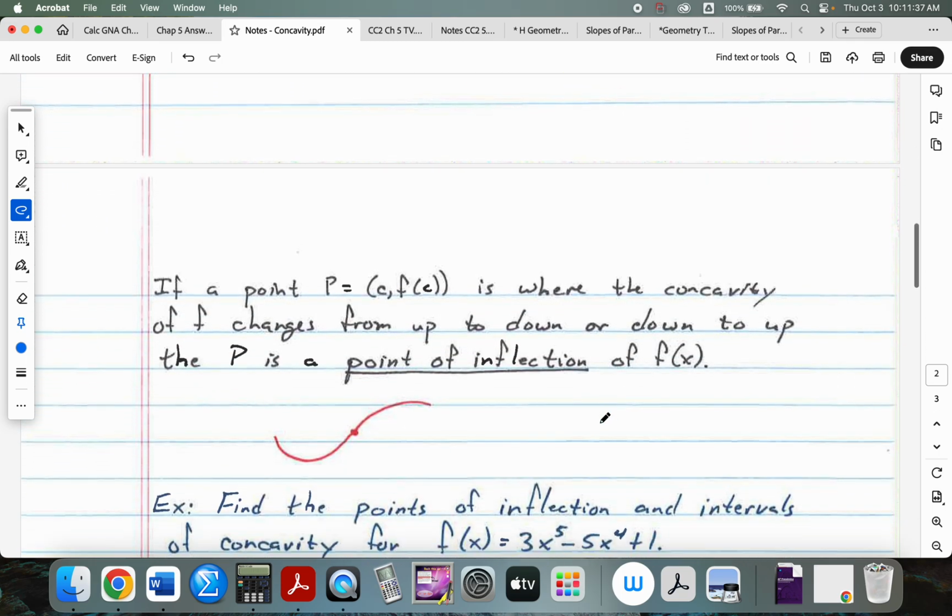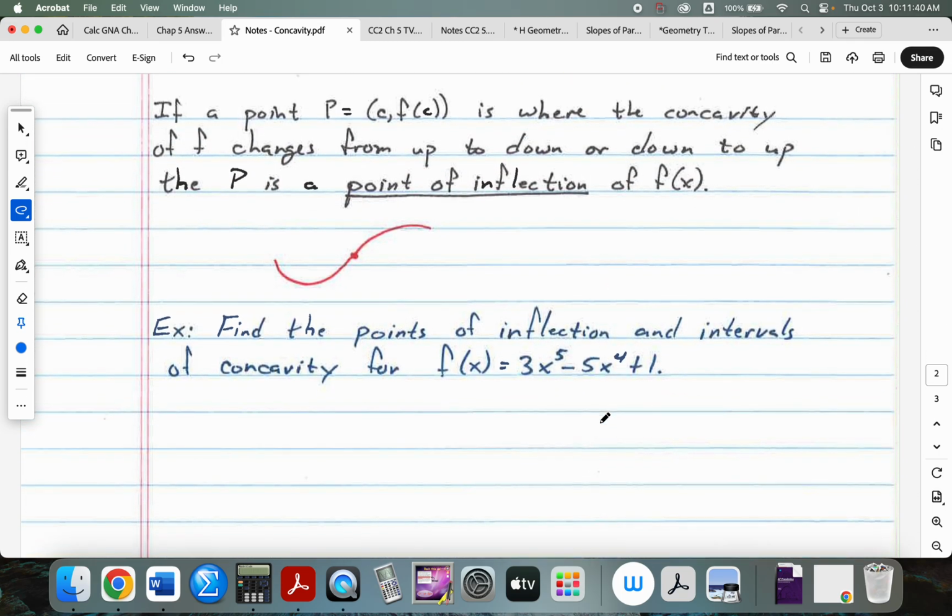So what happens in between? Well, if you have a point, capital P, whose coordinates are c, f of c, where the concavity of f changes from up to down or from down to up, it's called a point of inflection. If you put your pen on this and trace over it, when you get to this point, you will feel it in your hand because you'll switch from an underhand motion to an overhand motion right there at that point.